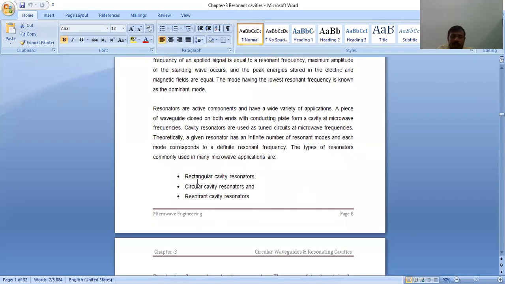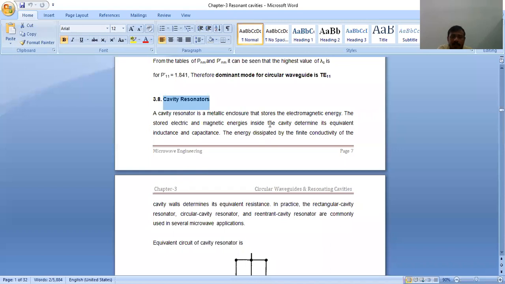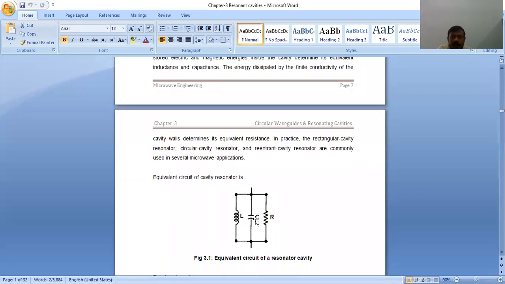We have three types: rectangular cavity resonators, circular cavity resonators, and reentrant cavity resonators. So three types are there. Here you can take only the first point: it's a metallic enclosure that stores electromagnetic energy. The types are not required.